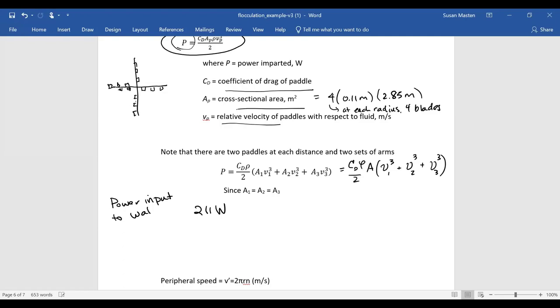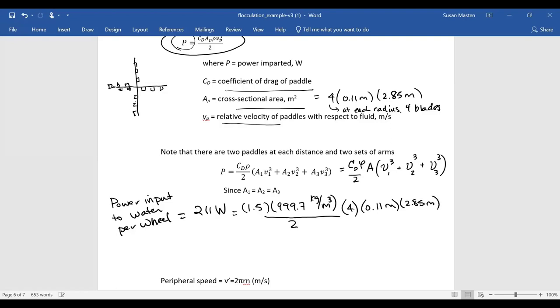To the water per wheel. So we previously calculated that, and that is equal to 1.5 times the density of water at 10 degrees C divided by 2 times 4 times 0.11 meters times 2.85 meters, the length, times 2.10 cubed plus 4.45 cubed plus 6.681 cubed, all times n cubed.